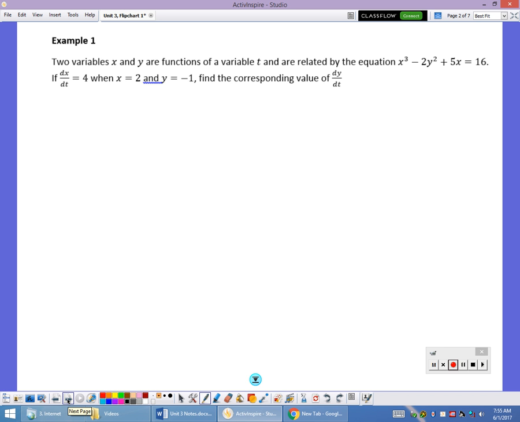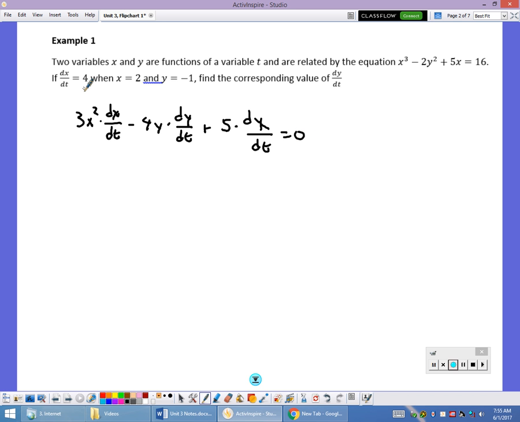In our first one, I just have a nonsense equation, relating x and y, just to get you used to the idea of taking the derivative in terms of x and y. So in this first one, the derivative is going to be 3x squared times dx/dt minus 4y times dy/dt plus 5 times dx/dt equals 0.